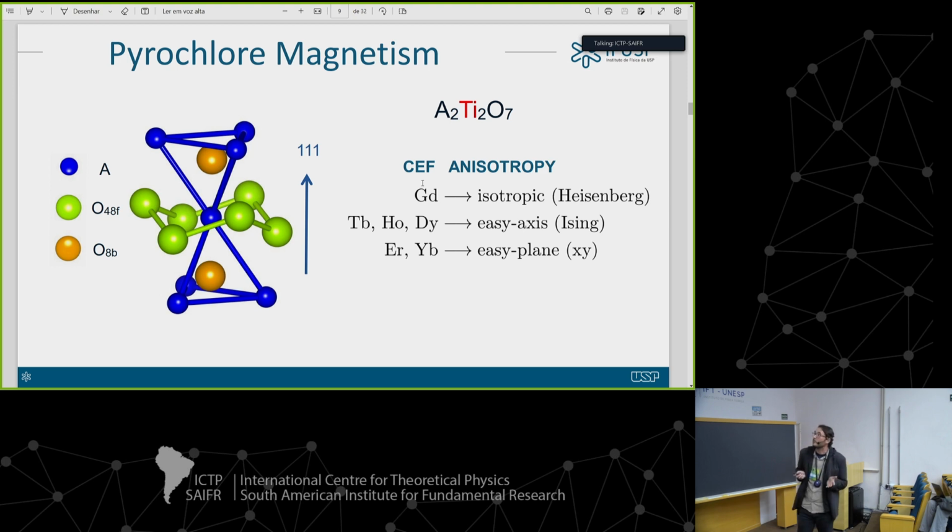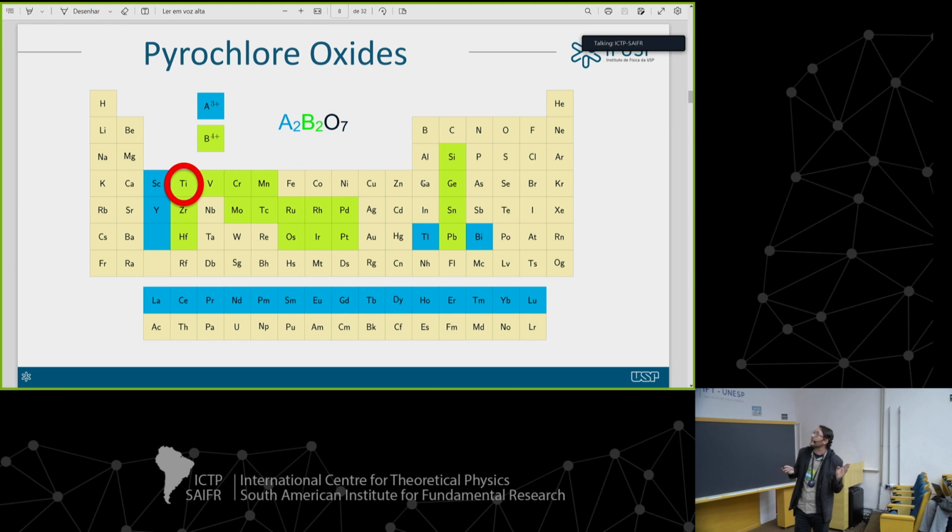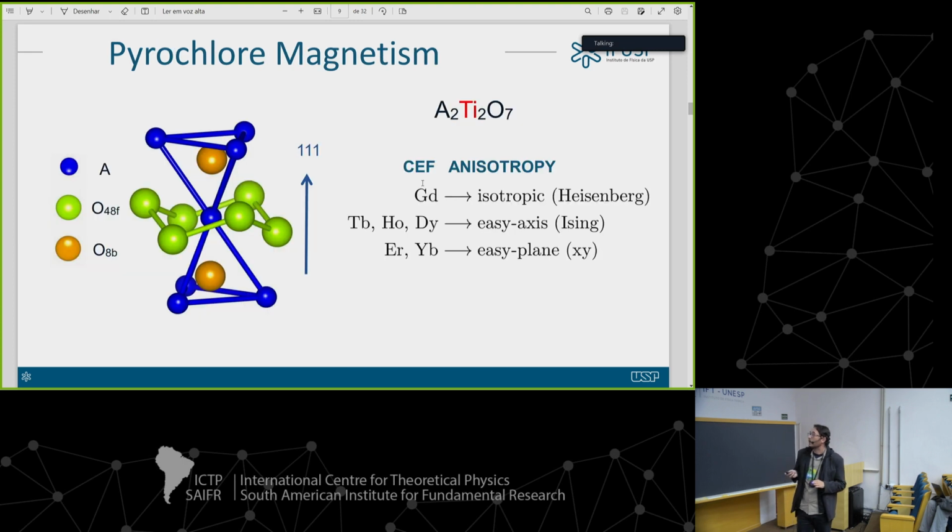I failed to mention that I'm only dealing with one magnetic ion here in the structure, right? We had this A and B, but of course, titanium 4+ is not magnetic. So let's go back again. Okay, so here's the magnetic lattice. I'm just showing 2 tetrahedra.